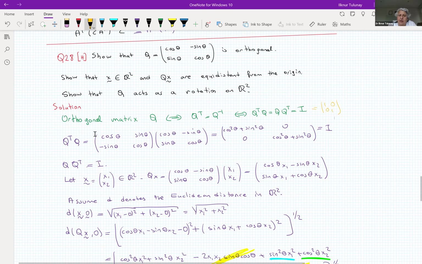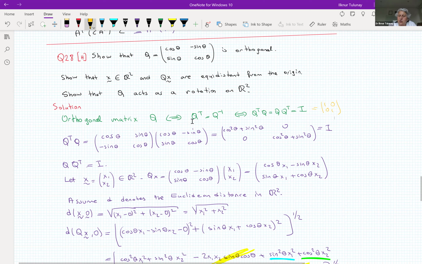So we will take the transpose of this matrix. This row will be a column, so cosine theta, minus sine theta. And this row will be the column. So this is the transpose of Q, and that is Q. Let's multiply them together. So cosine square plus sine square, this is this entry.